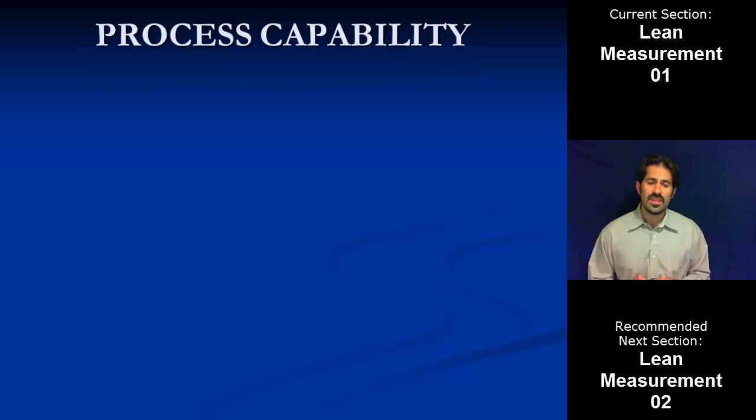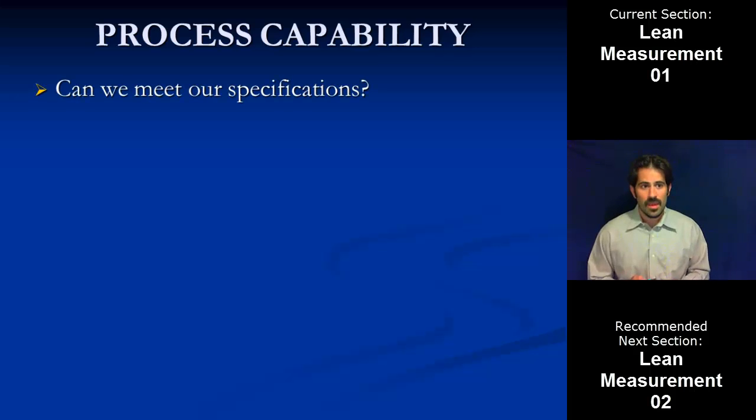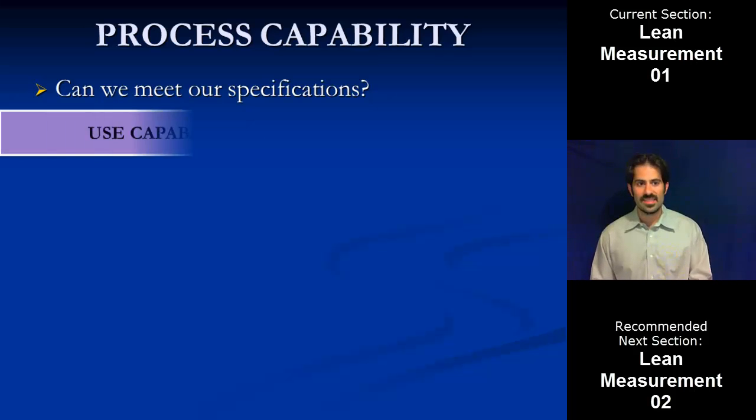So the second thing we're going to talk about is this idea of process capability. The thinking behind that is, when we look at capability, what we're trying to understand is, can we meet our specifications? The way our process is currently set up, the way we're currently running, the results we're currently getting, can we actually meet our specifications reliably and consistently?